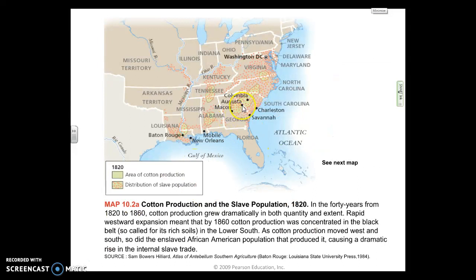Here is our area of cotton production. Notice this little beige area is our cotton areas, and notice that a lot of times slavery is a little bit denser in those cotton growing areas, because cotton called for very rich soil, and it was a very labor intensive crop, causing the need for a lot of slave labor in the South to harvest and pick that crop.